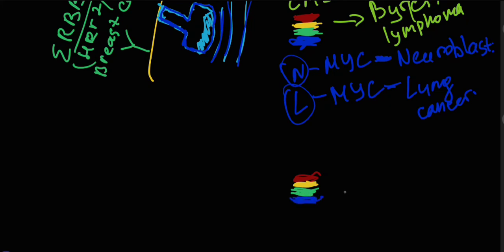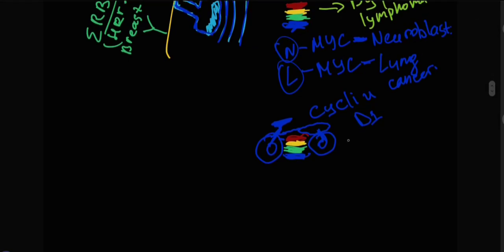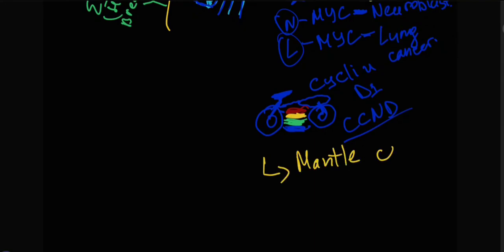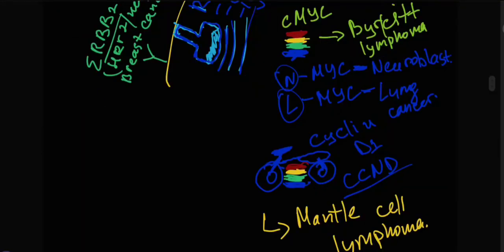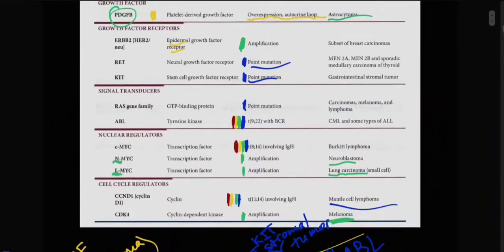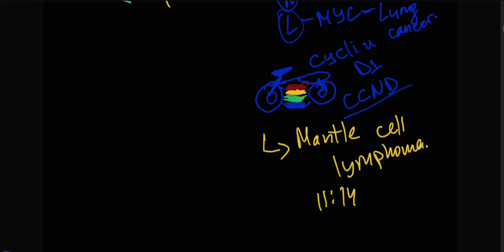I'll make it look like a bicycle or motorcycle. Cyclin D1, or CCND1, which leads to mantle cell lymphoma. Sorry, I forgot to mention the C-MYC translocation, and C-MYC is 8 to 14. 11 to 14 is mantle cell lymphoma.